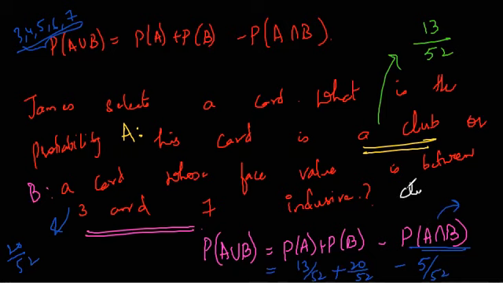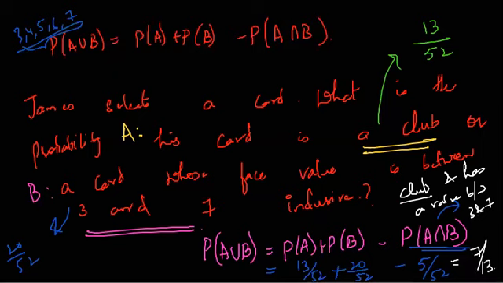A intersection B can be simply said as a card which is both a club and has a value between 3 and 7, including 3 and 7 and the values between them. So 3, 4, 5, 6, 7, and it should be a club also. How many such cards will we have? We will have 5 cards. So if you solve it, you will get 7 by 13.